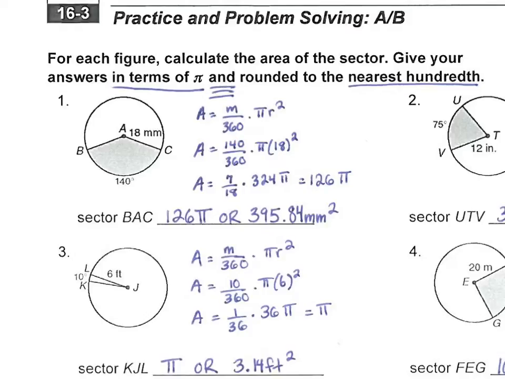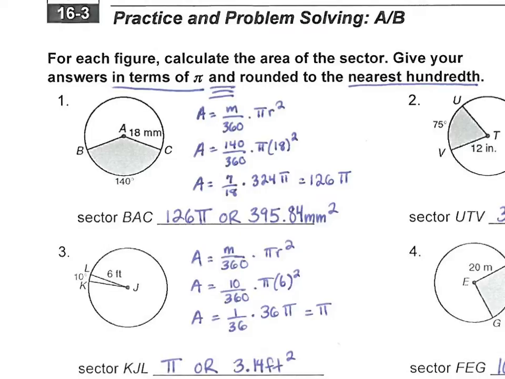Substituting in 140 and 18 in those spots and then doing some arithmetic. If we reduce or simplify that front fraction, 140 over 360, that is going to simplify to 7 over 18 in its lowest terms. And then 18 squared is 324. If I go ahead and just multiply in my calculator, 7 times 324 and divide by 18, we're going to get 126 pi. That's my exact answer.